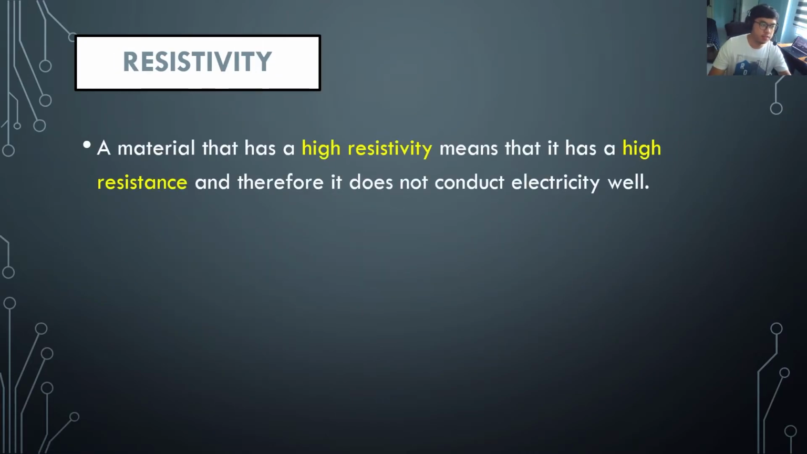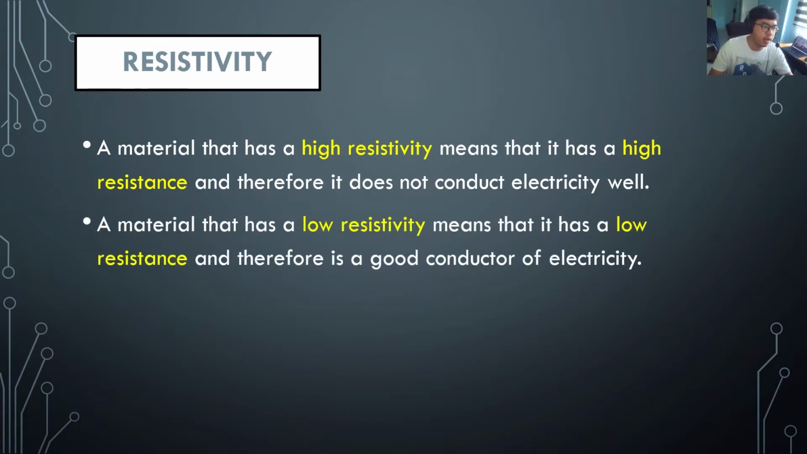Now let's talk about resistivity. What is resistivity? It tells us how much that object allows current to flow. A material that has a high resistivity has a high resistance and therefore does not conduct electricity well. Whereas a material that has low resistivity has a low resistance and therefore is a good conductor of electricity. So conductors typically have low resistivity, whereas insulators typically have high resistivity.